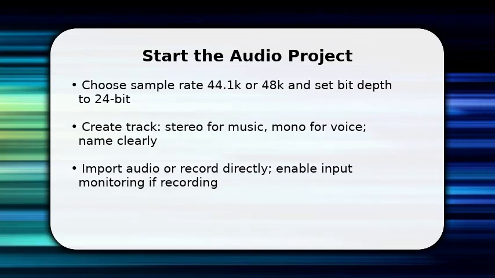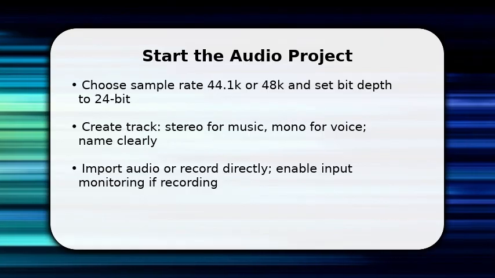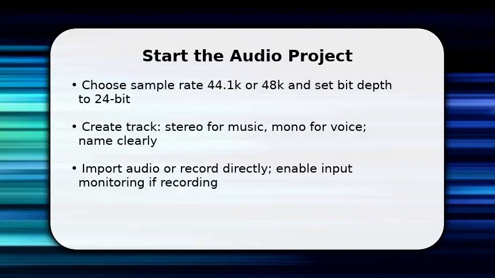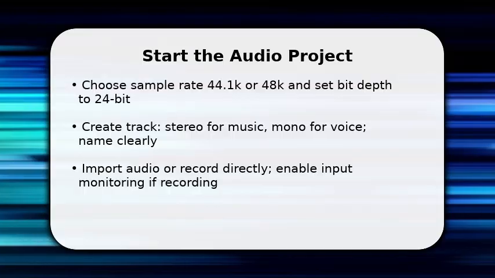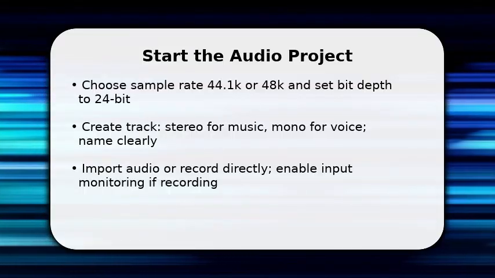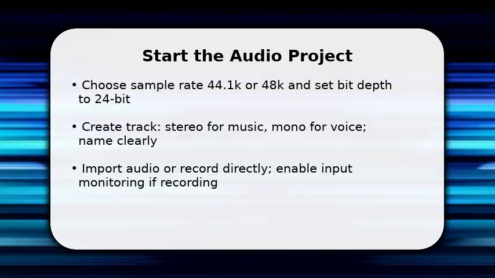You begin by creating a new session and immediately pick the right sample rate and bit depth. This prevents quality mismatches later. Once done, add a track and choose stereo for full mixes or mono for single microphones, then name the track so you don't lose focus. Import your files or arm the track for recording, and make sure to enable input monitoring if you need to hear yourself. This first setup reduces rework and keeps levels consistent as you move forward.